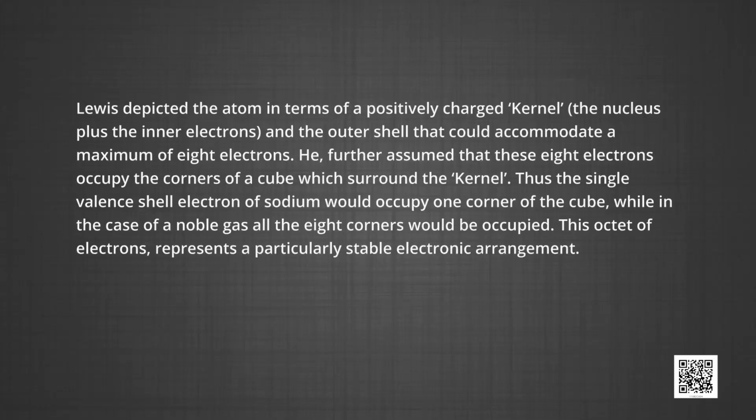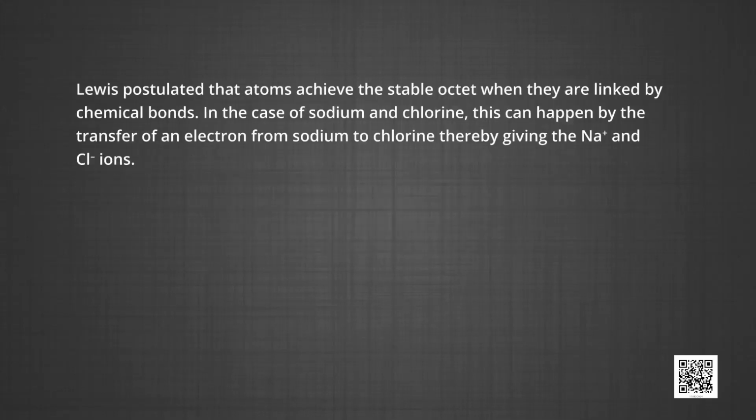He further assumed that these 8 electrons occupy the corners of a cube, which surround the kernel. Thus, the single valence shell electron of sodium would occupy one corner of the cube, while in the case of a noble gas, all the 8 corners would be occupied. This octet of electrons represents a particularly stable electronic arrangement. Lewis postulated that atoms achieve the stable octet when they are linked by chemical bonds.